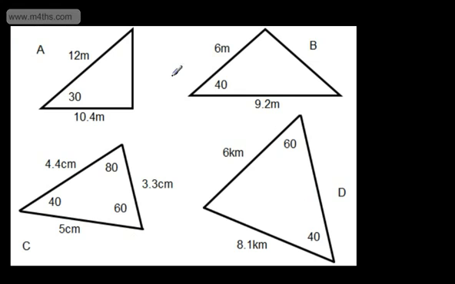Okay, so we've got 4 examples here. None of them are drawn accurately. They're just rough sketches and all of the angles are in degrees. So let's go ahead and find the area of A.